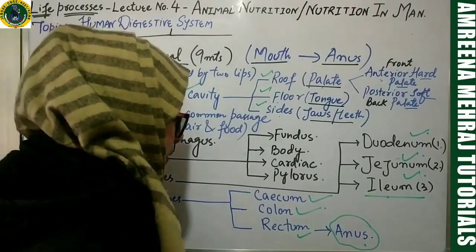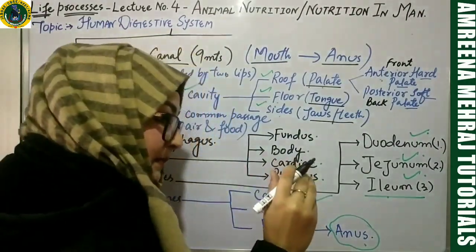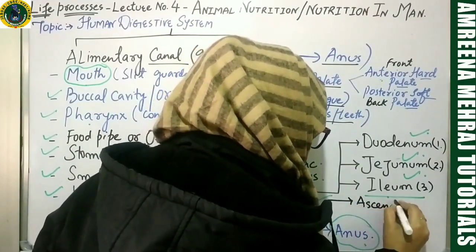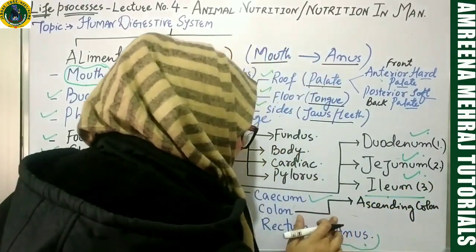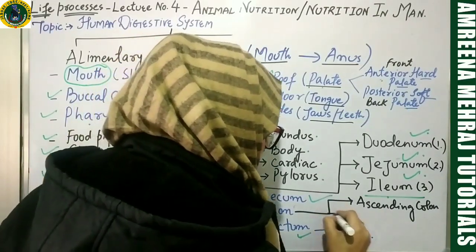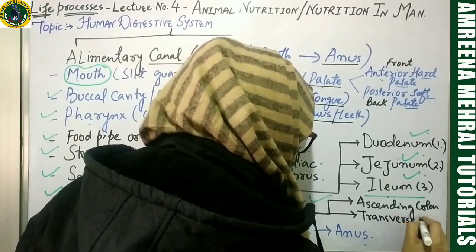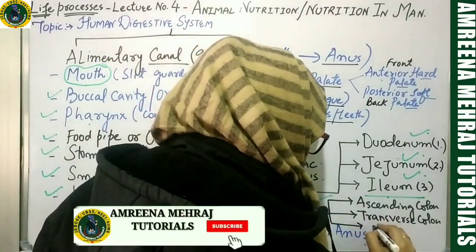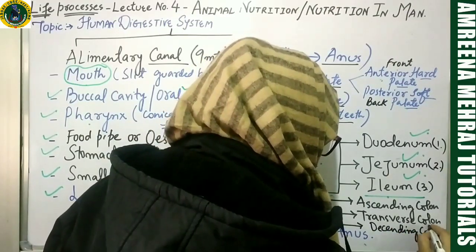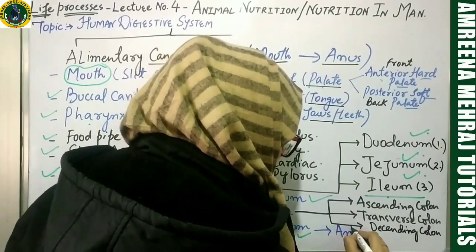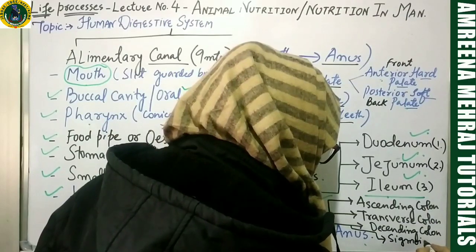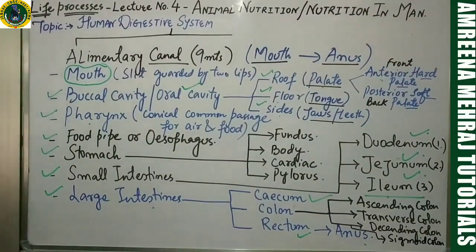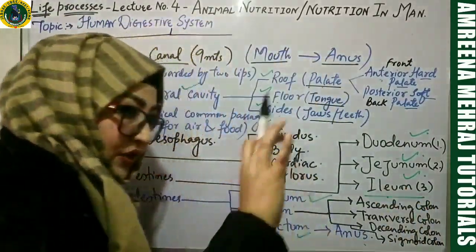I would like to add something over here. The colon again has three parts, not three, even four. So let me break this down here. First of all, you will find the ascending colon. Then you will find the transverse colon. Isn't it very interesting now? And then you will find the descending colon. And then after the descending colon, you will find the sigmoid colon. Which colon? Sigmoid colon. So these are the four different parts of the colon.